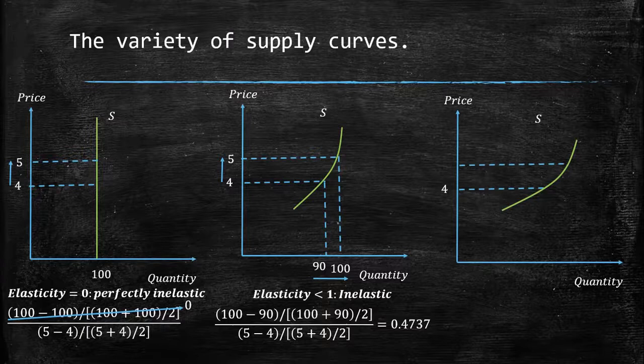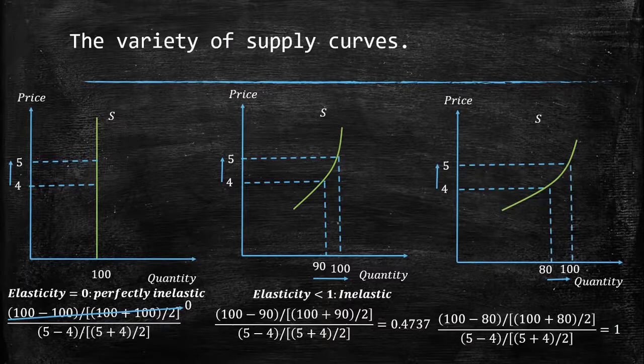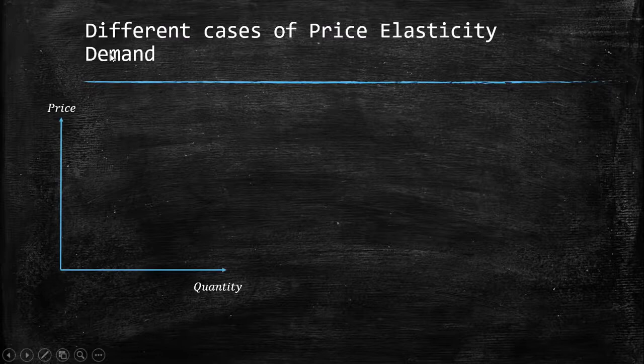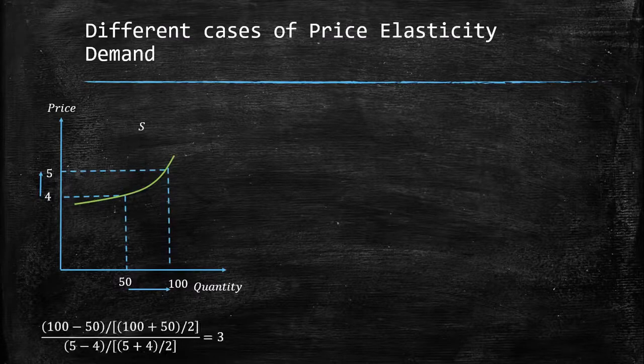Here we have the other case, when the change is proportionally the same. So the change in quantities is equal to the change in prices. So we have 1, which is unit elastic. And here is another case, where the change in the quantities is so high compared with the percentage change of the price. So here it is 3. In this case it is elastic, because the elasticity is higher than 1.